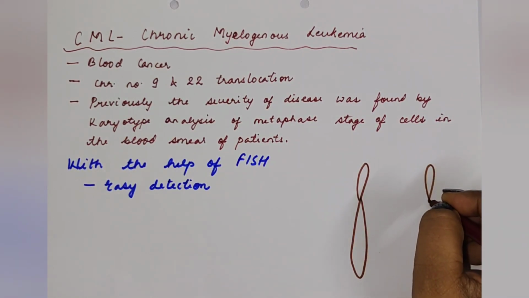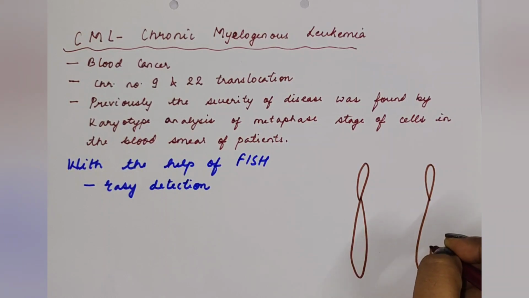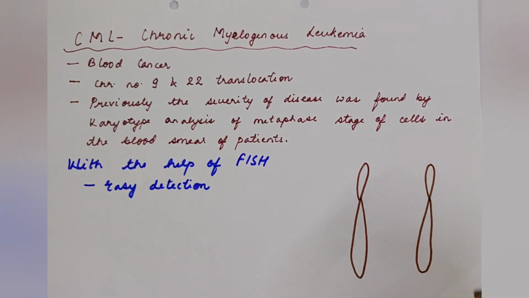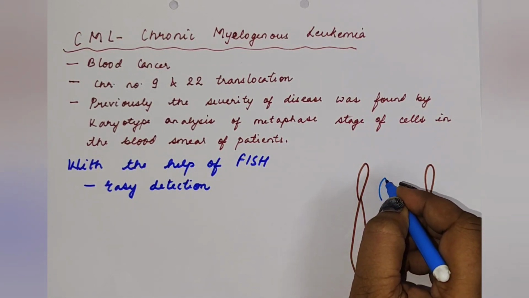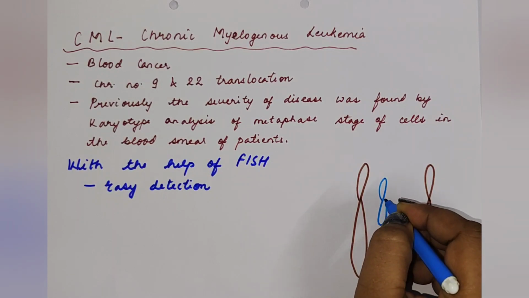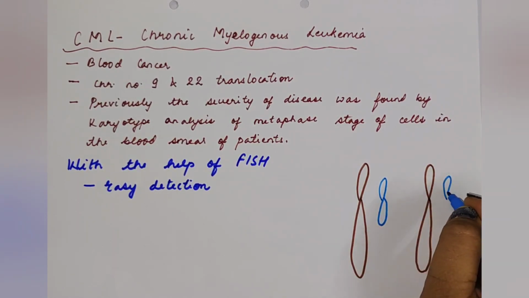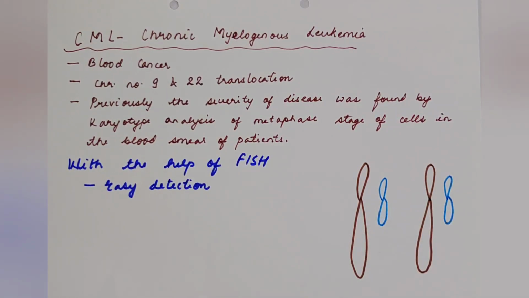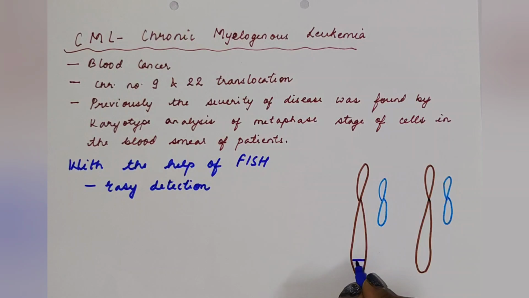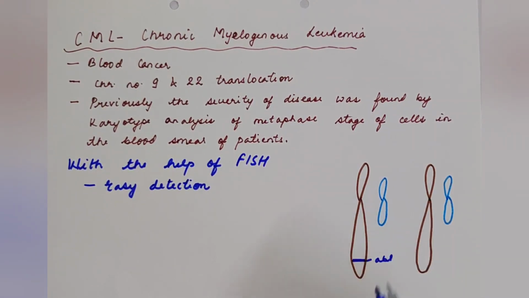So now let us see how the translocation occurs in case of CML patients. As you already know, when the chromosomes are arranged size wise, chromosome number 9 would be longer as compared to chromosome number 22. So here I have drawn chromosome number 9 with red color and chromosome number 22 with blue color. Now in chromosome number 9 there is a gene called ABL gene, and in chromosome number 22 there is a gene known as BCR gene.